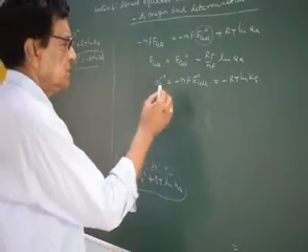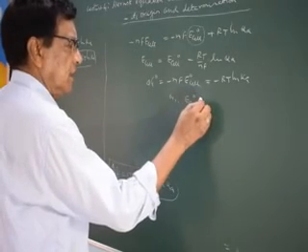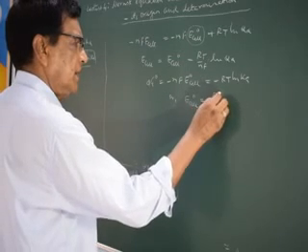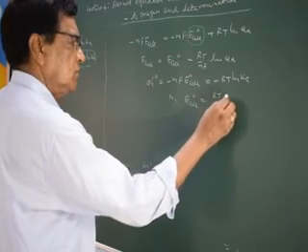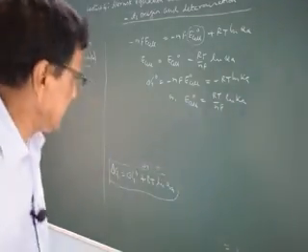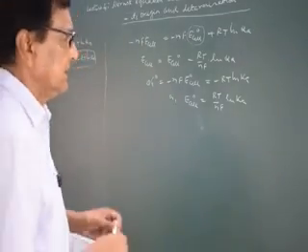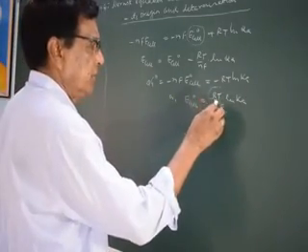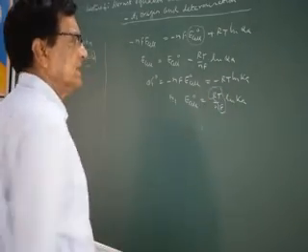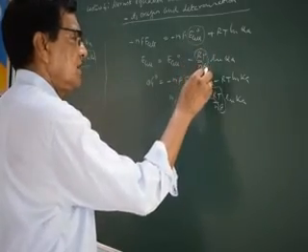So equating these, we get E cell naught equal to RT by nF into ln KA. This form very often occurs in the Nernst equations. These two are the Nernst equations.